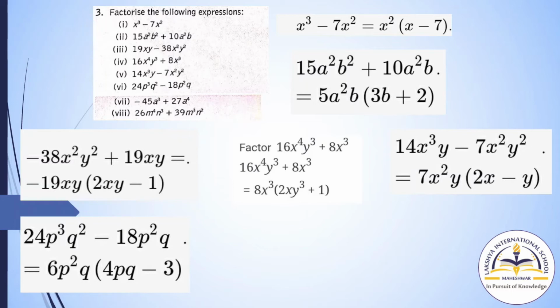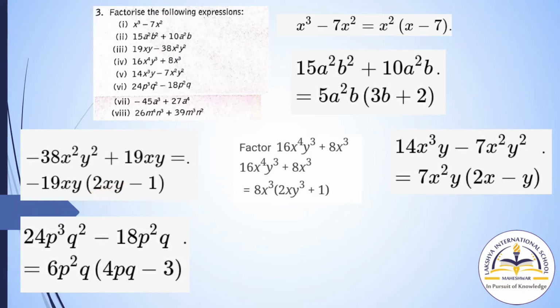Now question number 3, 19xy minus 38x square y square. Now here you have to take minus 19xy common and you have to write the remaining term in the bracket.